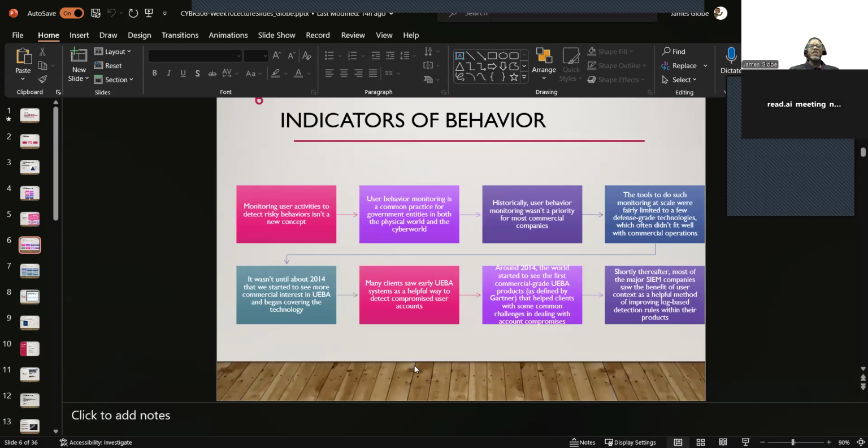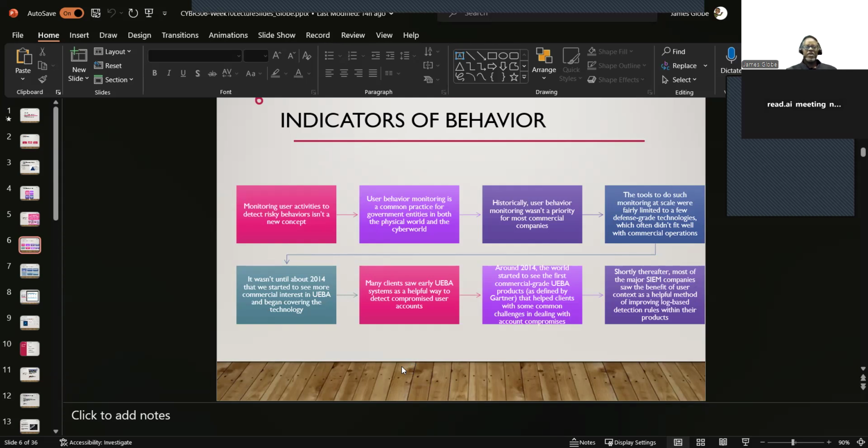This slide really just talks about that process of doing exactly that. Monitoring user activity to detect risky behavior means you need to know what is normal first to determine what is risky. User behavior monitoring is a common practice governed by entities. We see this in the real world, whether it's going to school and there are rules of engagement in schools. Anything that goes outside of that, you can get in trouble by breaking the rules and get suspended from school. So, analyzing what is normal.